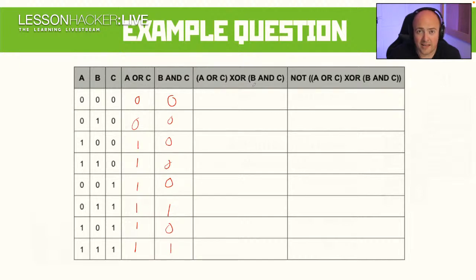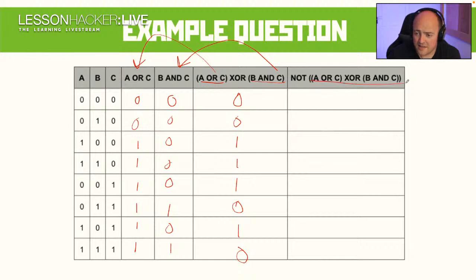Now, this is where it gets a bit more complicated, but actually, it's really, really easy. A or C is this column. B and C is this column. So what we're really doing is XORing these columns. So if they're the same value, I'm going to put a zero. If they're different values, I'm going to put a one. Same, same, different, different, different, same, different, same.